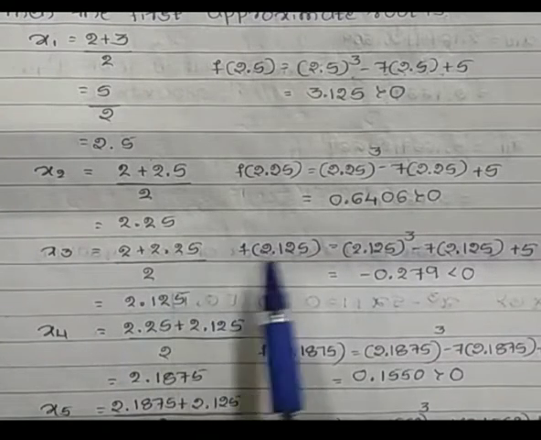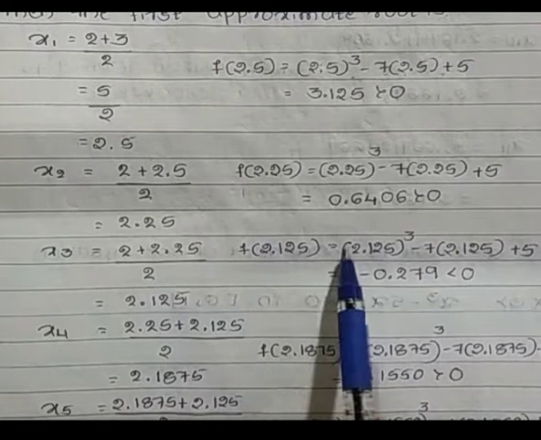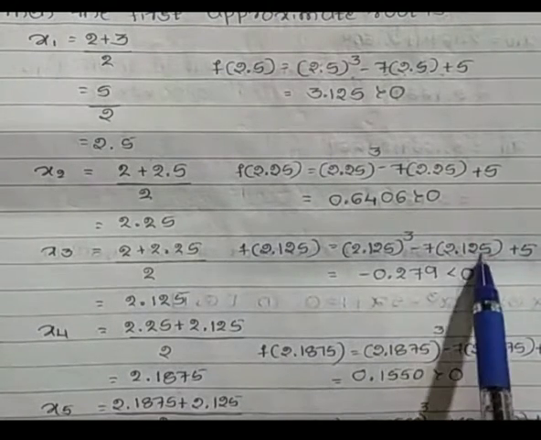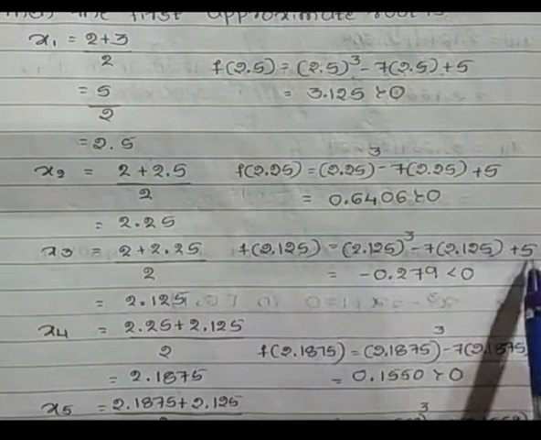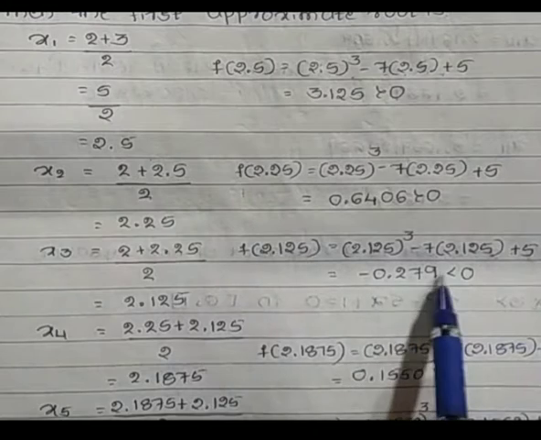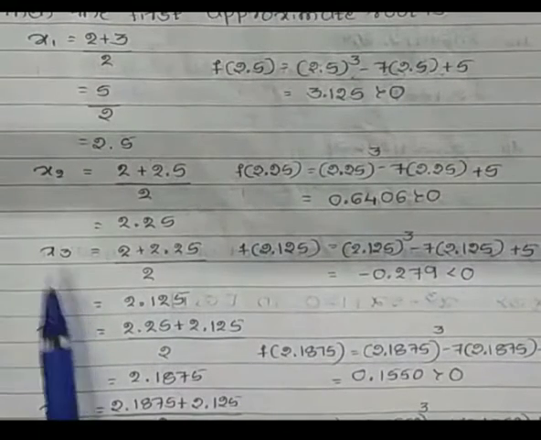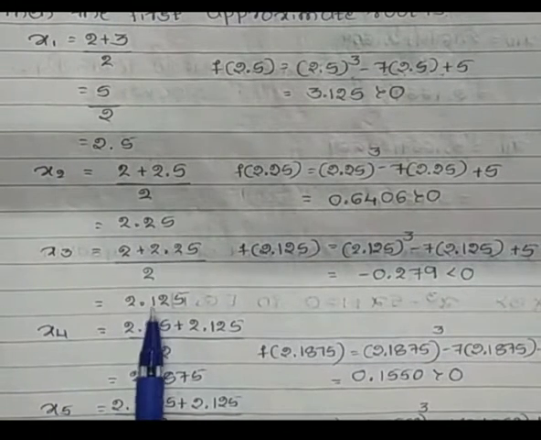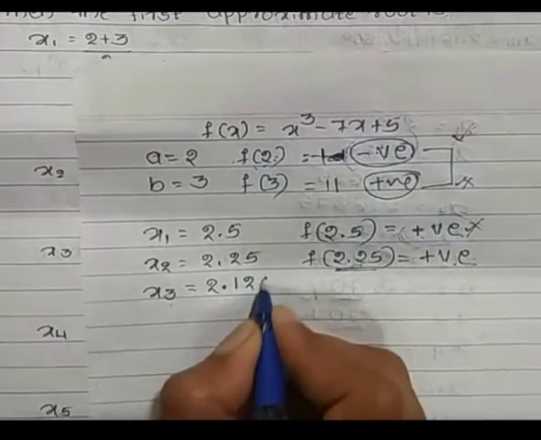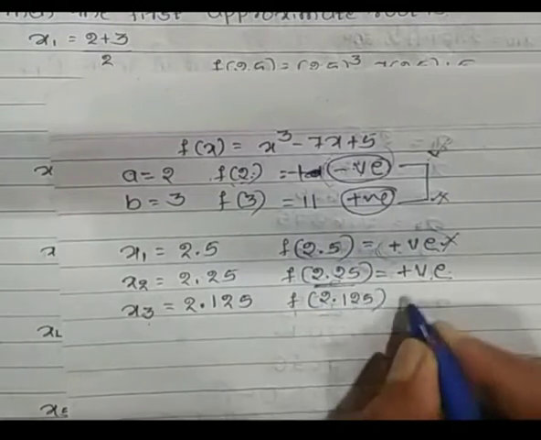Then substitute it in the function: f of 2.125 is equal to 2.125 raised to 3 minus 7 into 2.125 plus 5. Simplify it using a calculator, you will get minus 0.279, which is less than 0. So what we got here: x3 value is 2.125. For this, f of 2.125 is giving us a negative value.